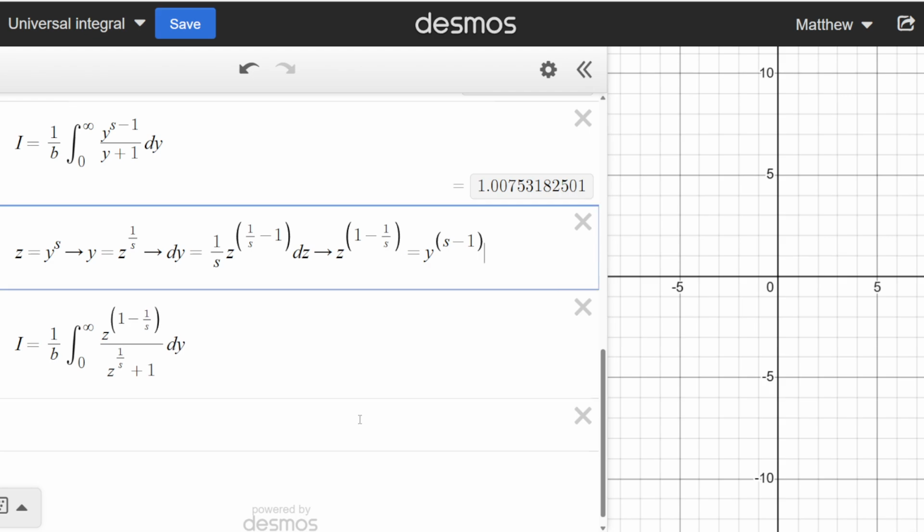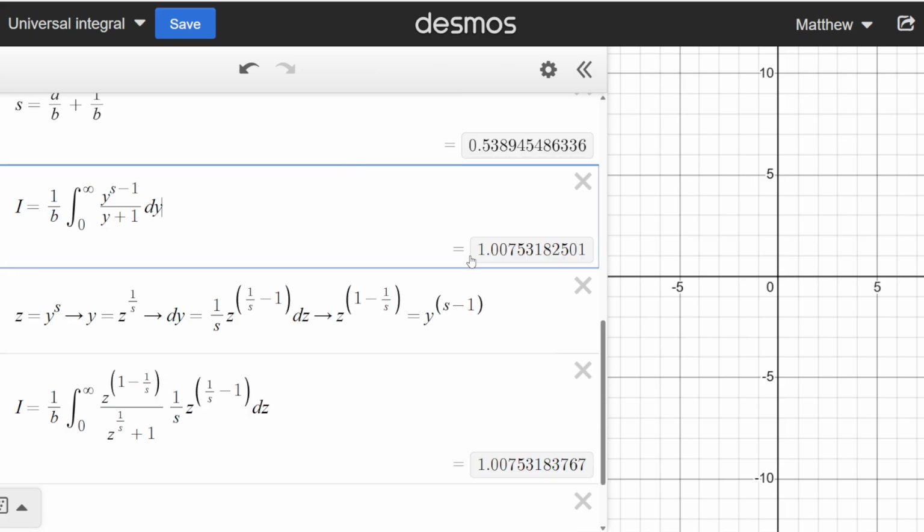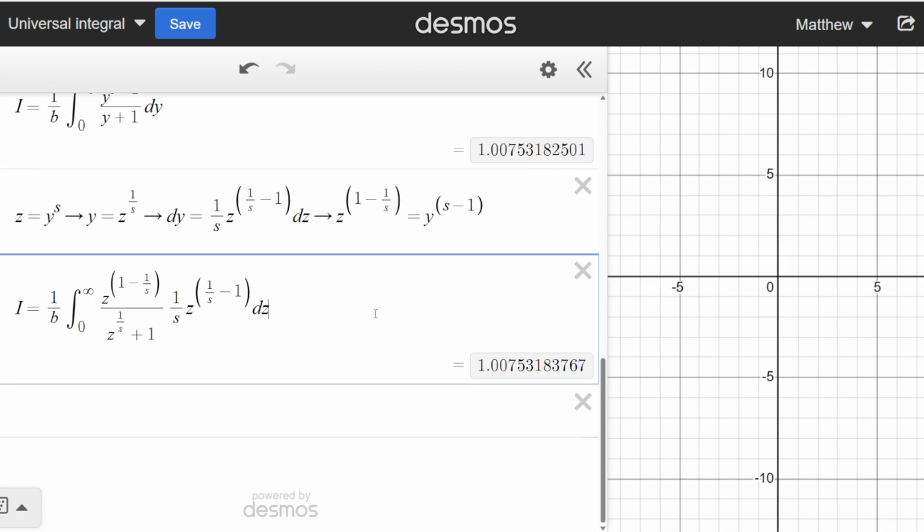And then now let's find our dy and paste what it is in terms of our z's and dz's. Yeah, so we got the same thing. Again, close enough. Again, Desmos evaluates these things numerically, so it's not going to give us an exact answer, but we definitely did the substitution correctly. All right, now let's clean this up.